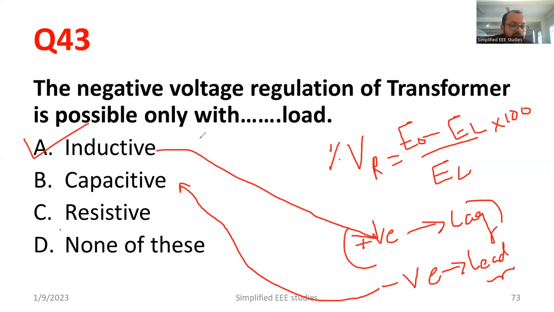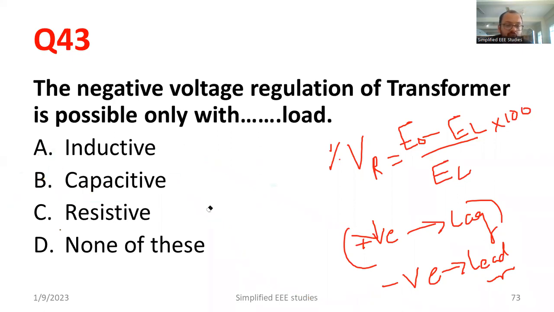If the voltage regulation is negative, which is the right answer? You can go for the capacitive load. Correct, no? So capacitive load. Why? Because voltage regulation is negative. B is the right answer. So go for option B. Option B is the correct answer.